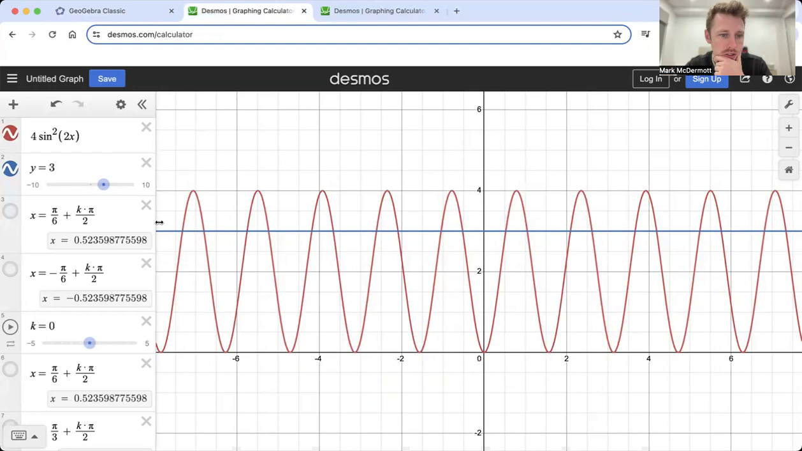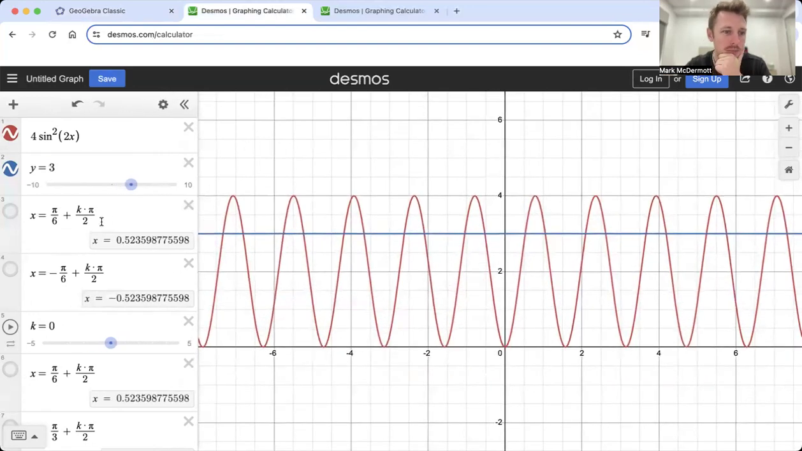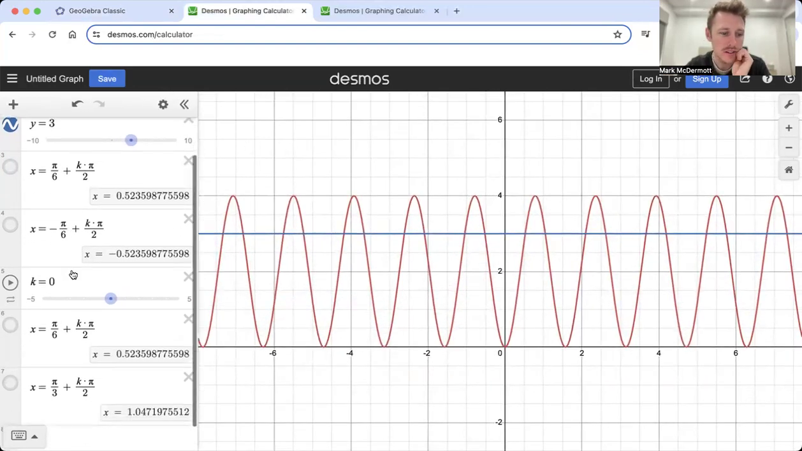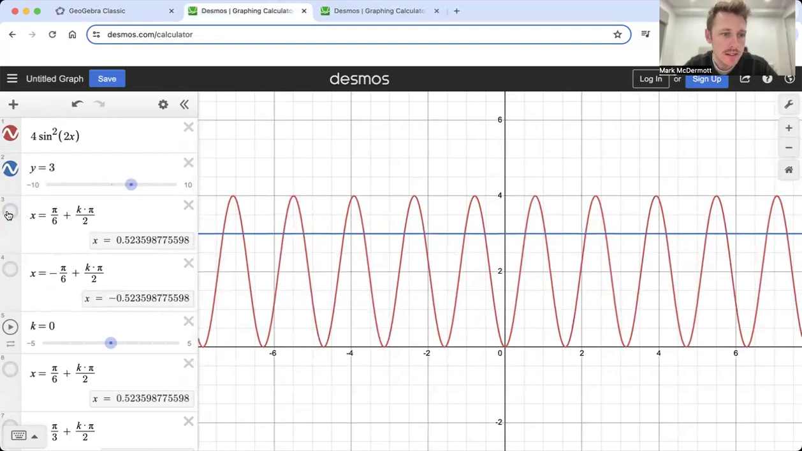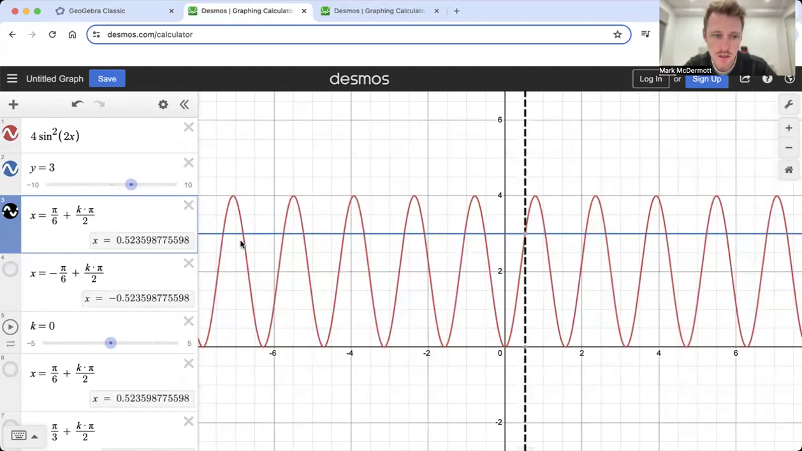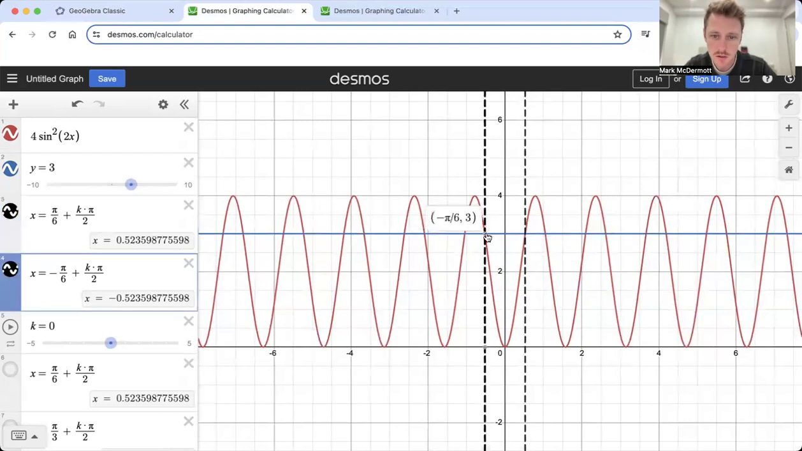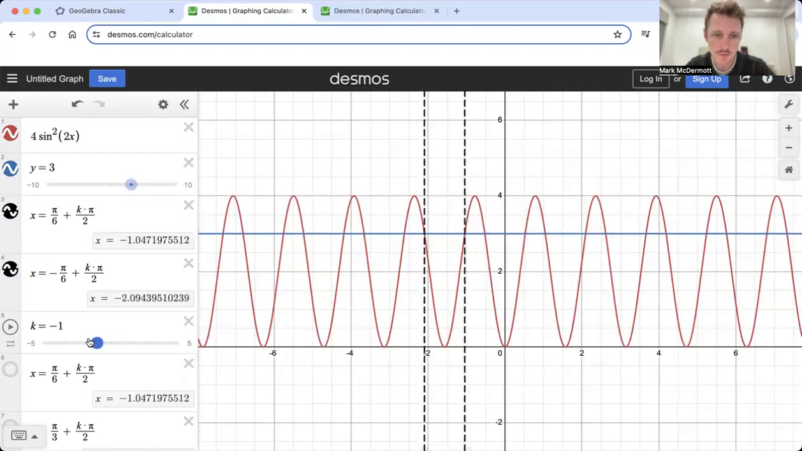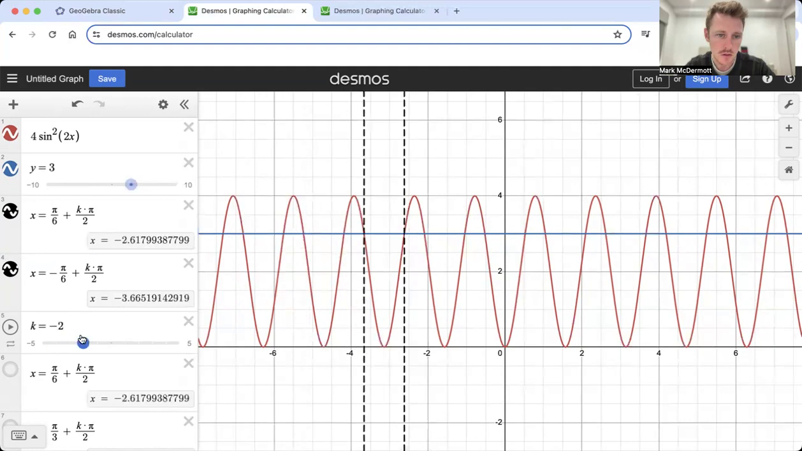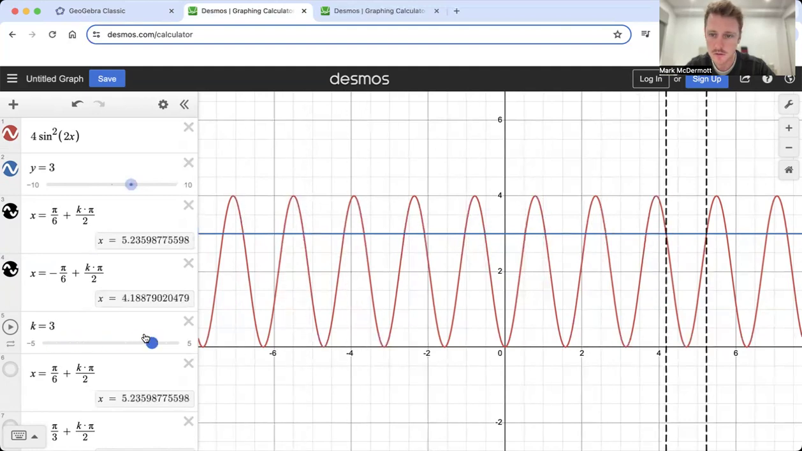if we look at this now, the first option we had was this is our general solution, pi on 6 plus k pi on 2. So if we click that on, you can see that that's going to give us a solution here, and we're going to get one here as well. So that was that first example I did as one of the general solutions. You'll notice when I change k, that hits all the solutions that we want.